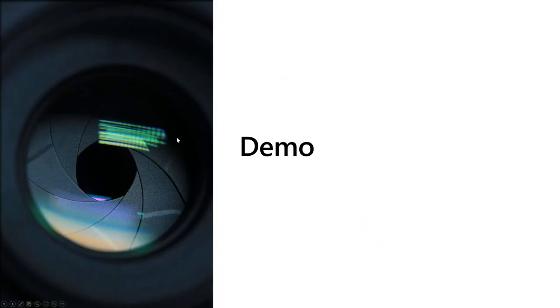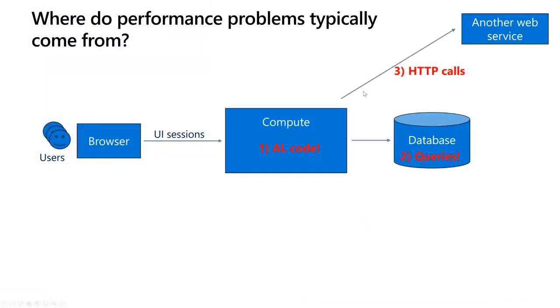Just last week, I was troubleshooting a case where a customer was claiming that their role center was slow. And when I looked at it, they made somewhere between 5 and 10 HTTP calls whenever the role center was opened. And that added up to almost 10 seconds. So that was the reason for that.